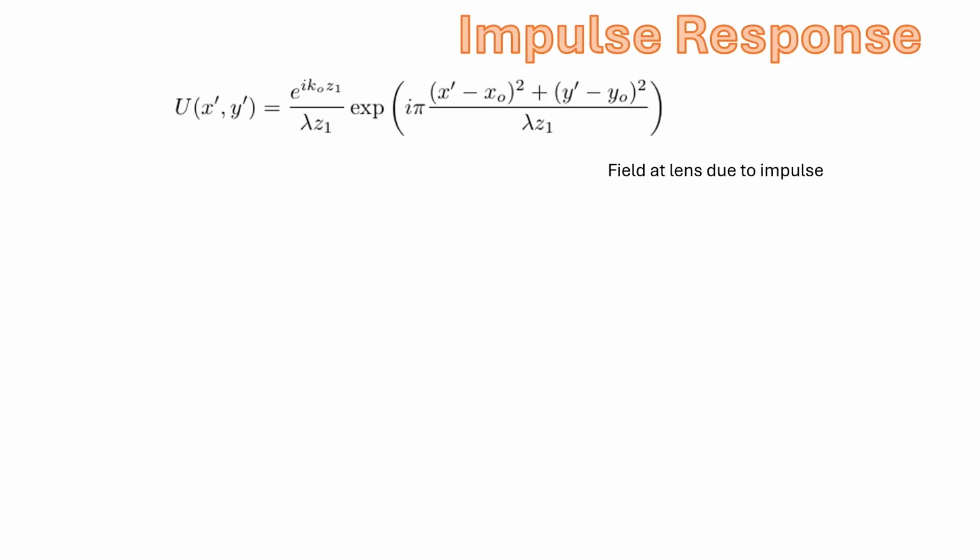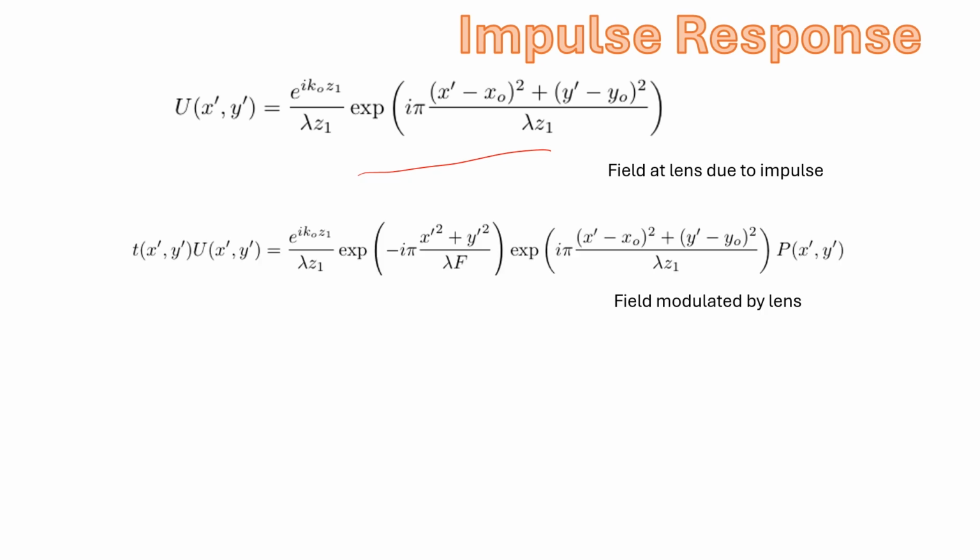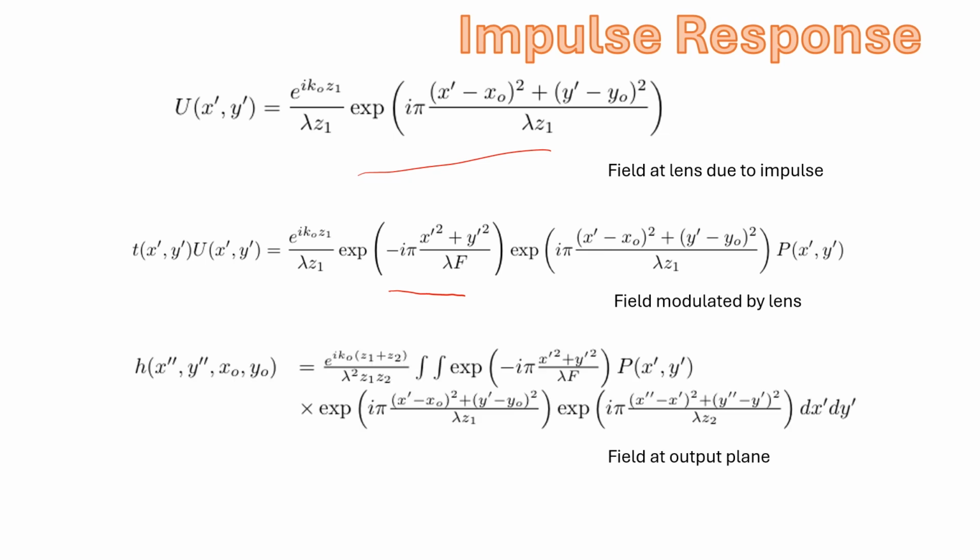To calculate the impulse response, we can look at what happens to an impulse propagating through the system. So the initial field, the impulse at position x naught, y naught, we will assume produces this Fresnel wavelet propagating toward the lens. And then when this Fresnel field hits the lens, we modulate by the transmittance function of the lens as shown here. And then we're going to propagate from the lens to the output plane, which involves convolution with the Fresnel kernel between those planes. So we take the field that we have due to the input shown here, multiplied by the transmittance function of the lens.